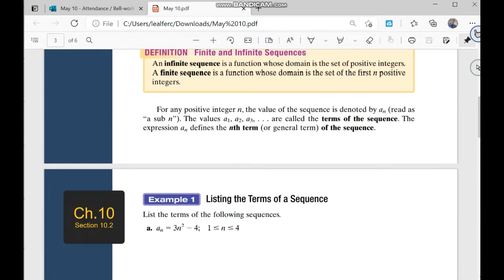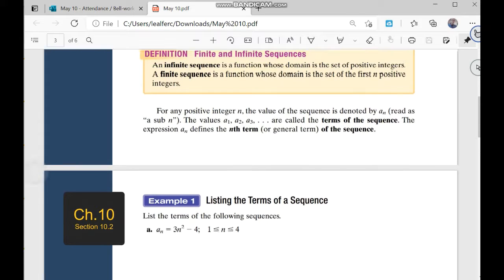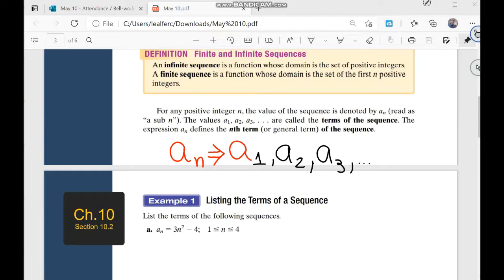When we talk about sequences, finite or infinite, we will represent using this notation. A, index n. That means this is the term A, and the index is the order. So the first term is going to be A1, the second term is A2, the third A3, and the nth term is An.